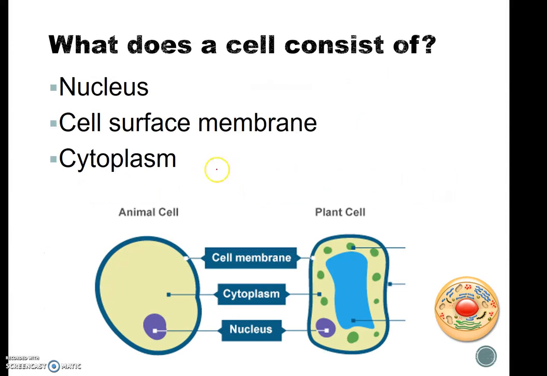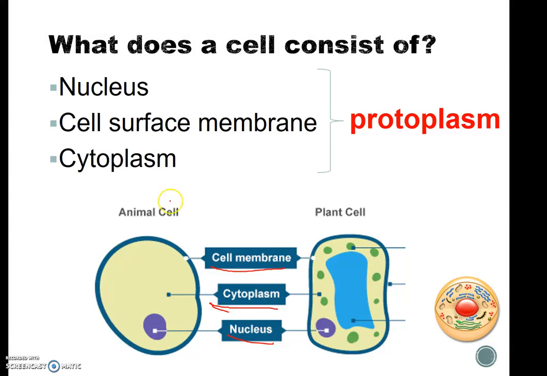So what does a cell contain? Well, it has the three main organelles that you find in a cell: the nucleus, the cytoplasm, and the cell surface membrane. Together, these three things we call the protoplasm. They are the basics of a cell, the basic three things that you find in all animal cells and plant cells in general.